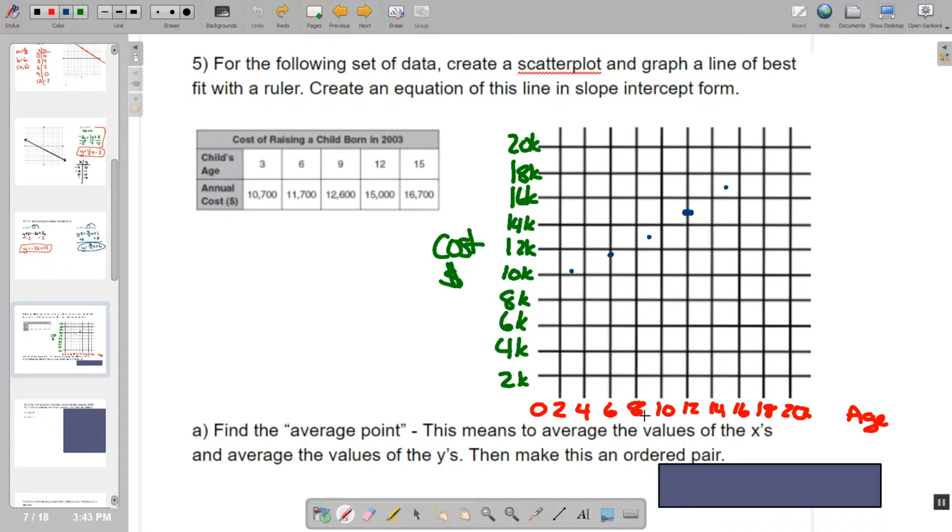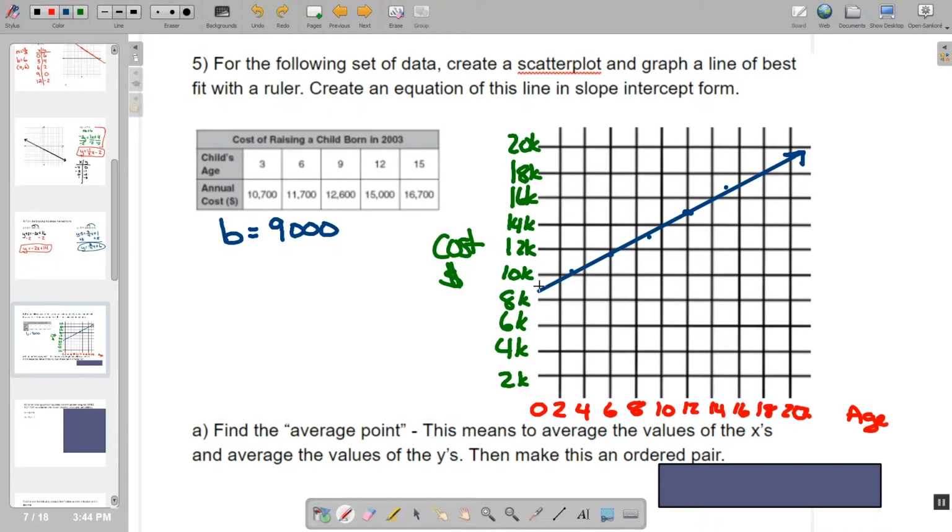On this graph, I did age as the x value, cost as the y value, and now I just have to graph my line of best fit, which means I want to get as close to as many points as possible, but I don't actually have to go through all of them. So I'm going to try right about there. That looks pretty good for my line of best fit, which means that I would say my b value is pretty close to 9,000. Obviously, there's some estimating going on there.